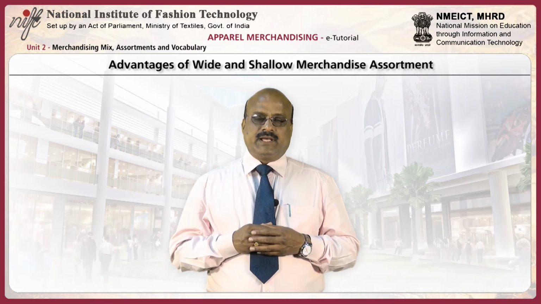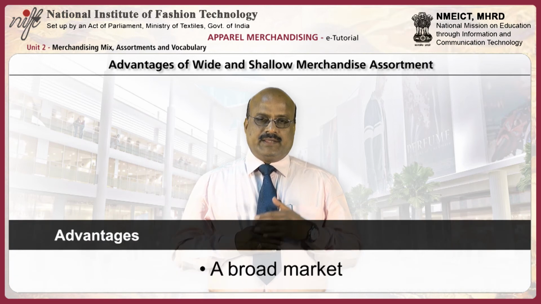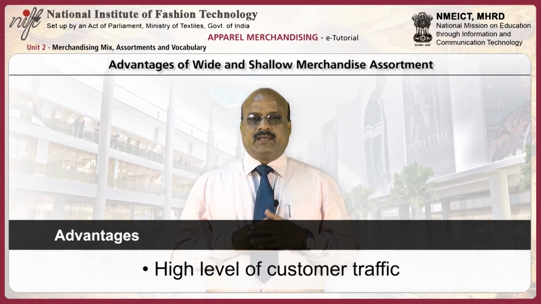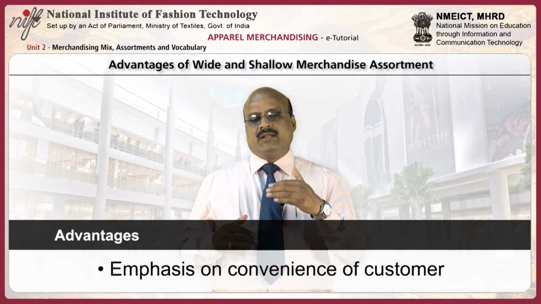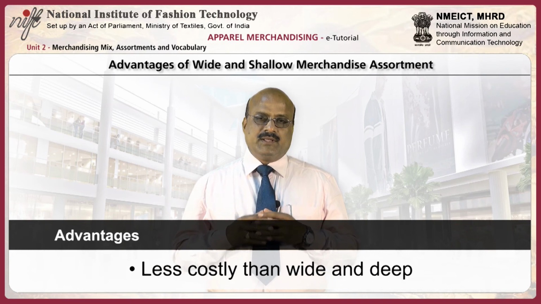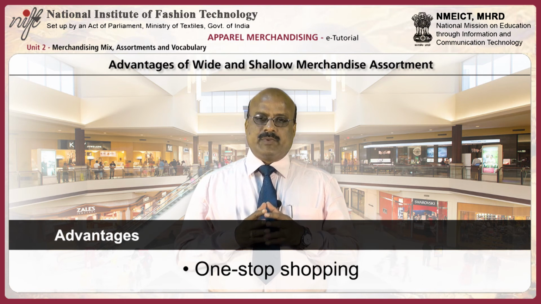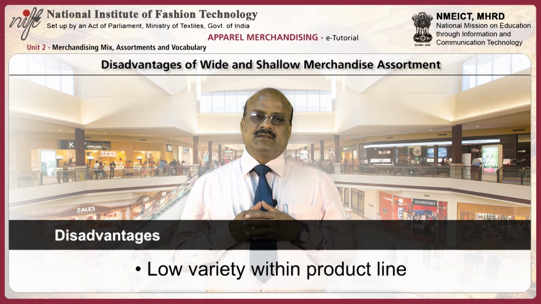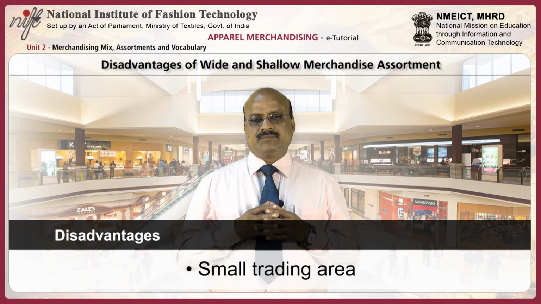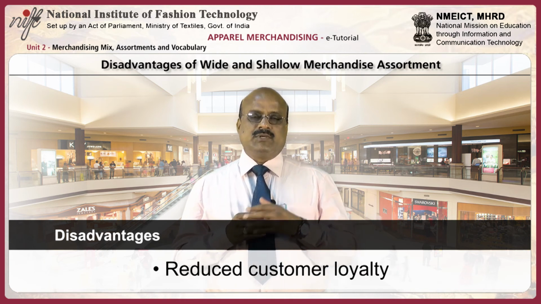The advantages of wide and shallow assortments are: they have a broad market, have a high level of customer traffic, the emphasis is on convenience to the customers, they are less costly than wide and deep, and it is one-stop shopping. The disadvantages of these are: they have low variety within the product line, there could be some disappointed customers, they have a weak image, items stocked are many with low turnover, there is reduced customer loyalty.